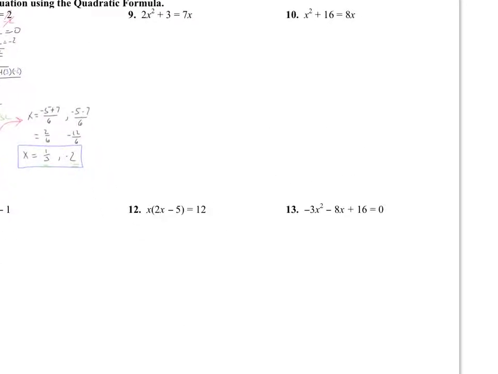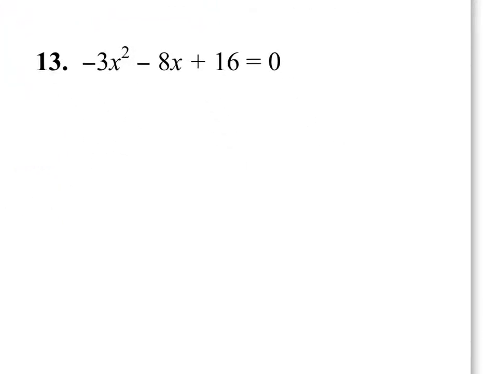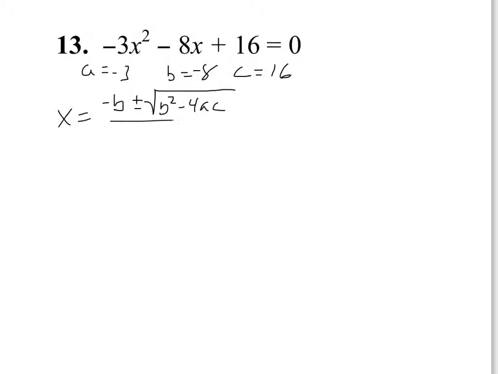Let's take a look at 13. 13 looks fun. I'm not sure if this is the type I want to work on or not, but we'll give it a shot. So, on 13, is it in standard form? Yes. So we isolate A, B, and C. A equals -3, B, C. Great. We write down our quadratic formula. X equals -b plus or minus the square root b squared minus 4ac all over 2a.